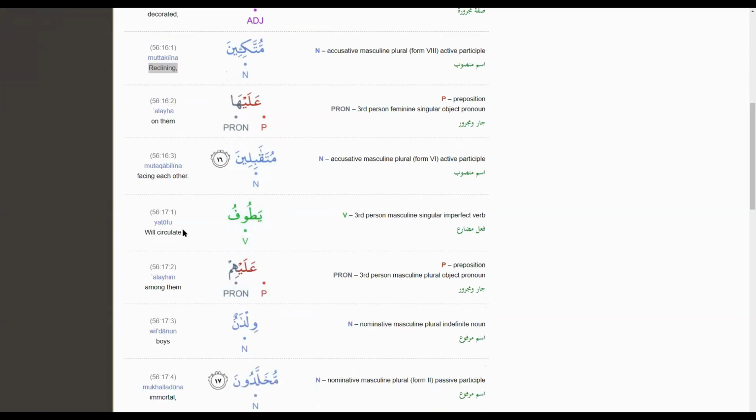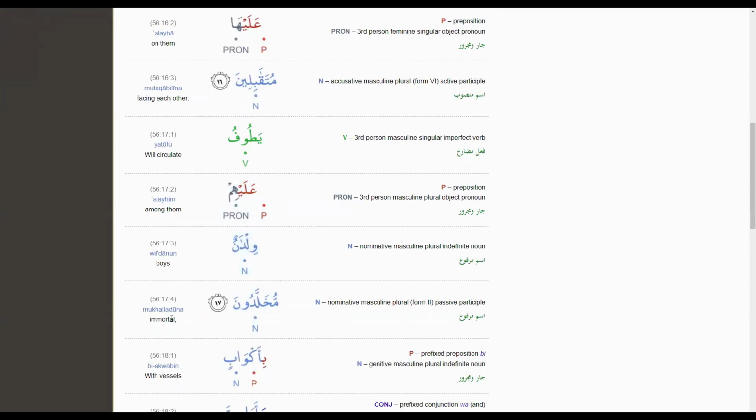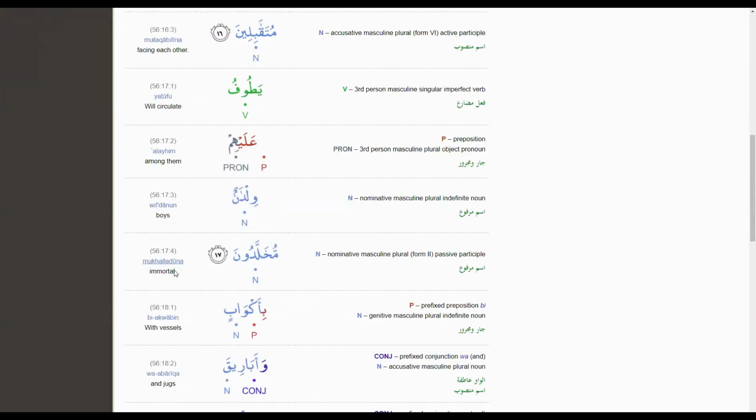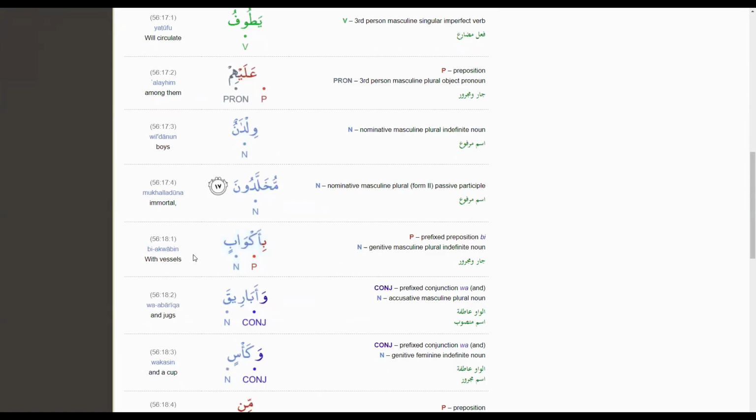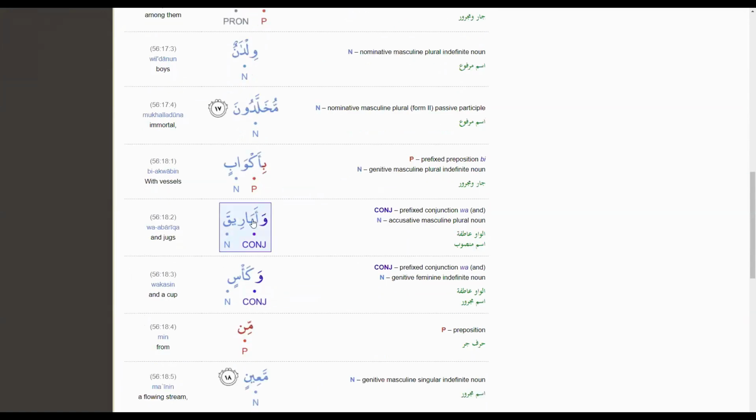Yatufu alayhim, they will circulate. Who will circulate? Alayhim wildanun mukhalladun, immortal boys will circulate. They will be serving bi akwab. Kub is singular, cup. Akwab is cups, vessels. Abariq is jugs.